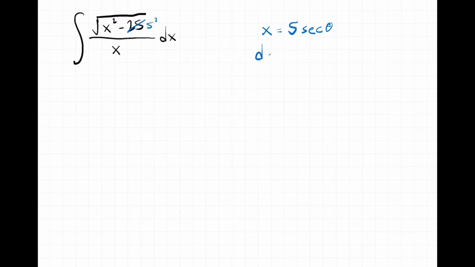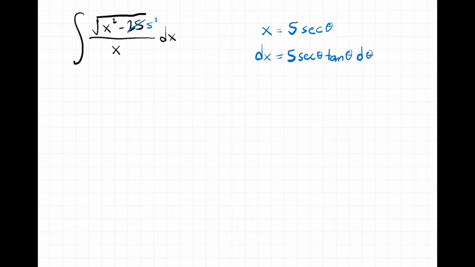dx is equal to the derivative of this function times d theta. So the derivative of 5 secant theta, well, the coefficient of 5 just goes along for the ride. And the derivative of secant theta is secant of theta times tangent of theta. And since we're doing this version of differentiation, we need to multiply by d theta. One more step that you can save until later, but let's do it now.